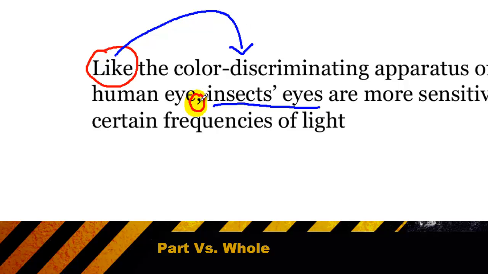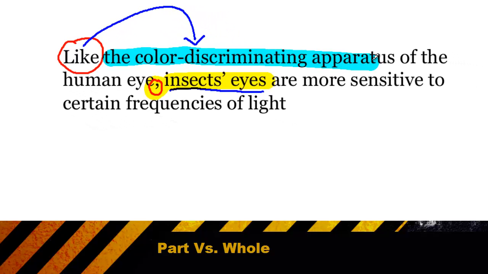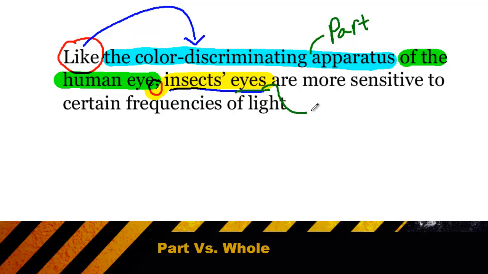So in this case, we have our comma followed by insect's eyes, and the insect's eyes are being compared to the color discriminating apparatus of the human eye. So when we look at this comparison, there are two major aspects which make our two items not comparable. The first is part versus the whole. The color discriminating apparatus is only part of the human eye, and we're comparing that to the whole insect eye.